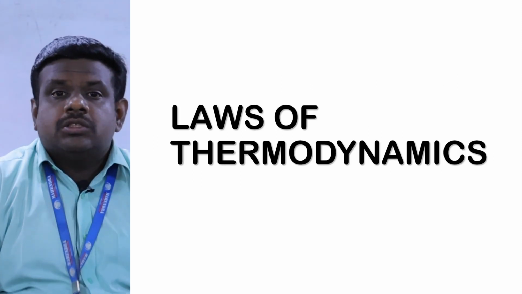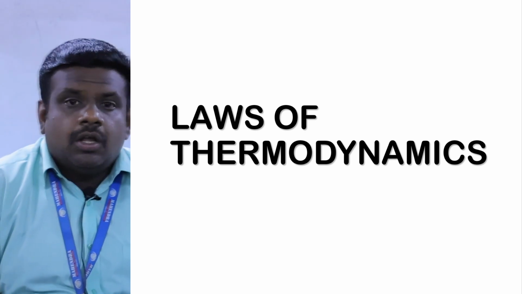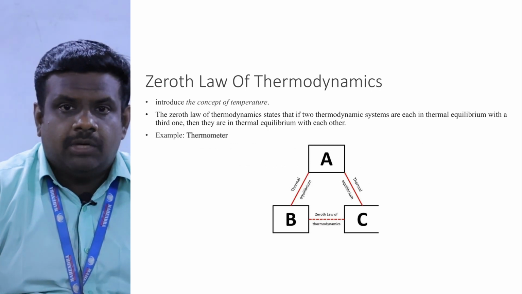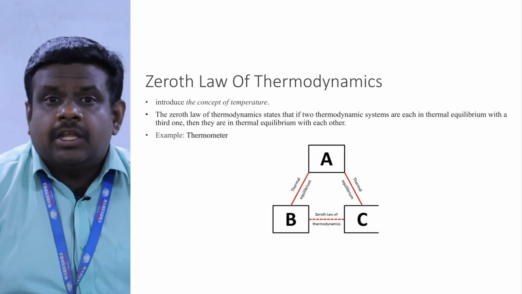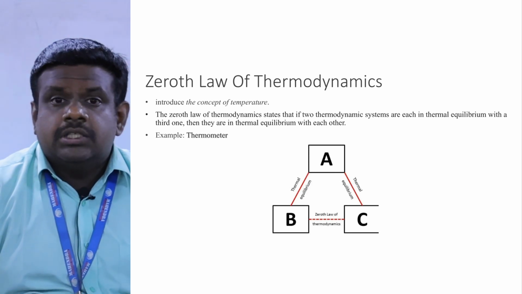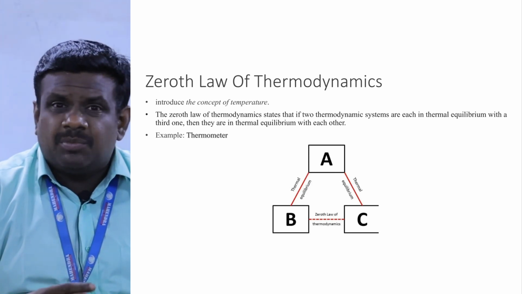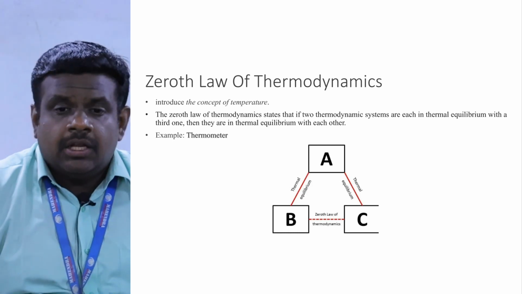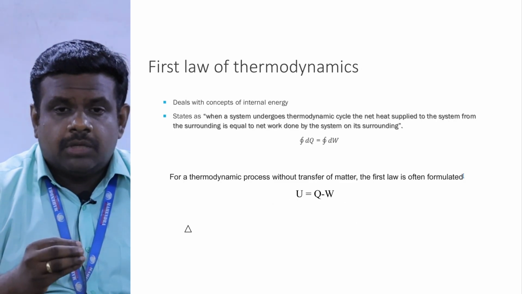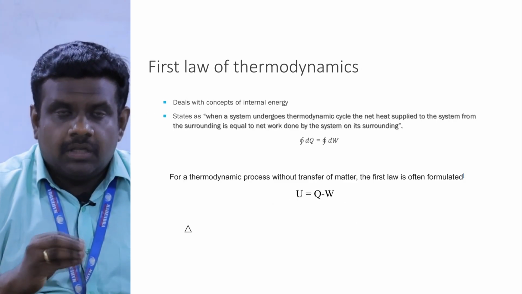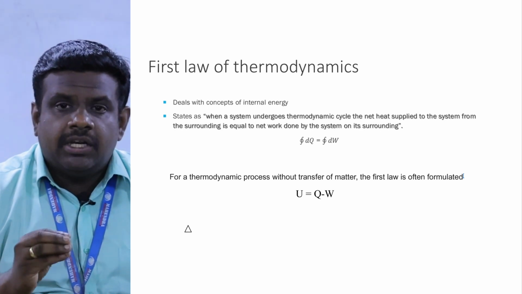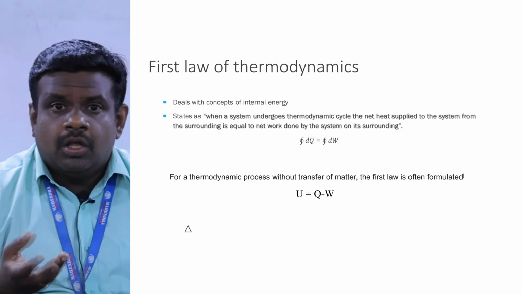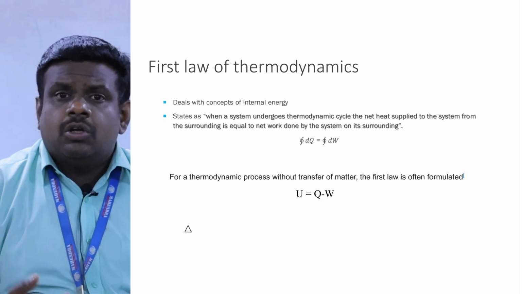So finally, the laws of thermodynamics. There are three main laws: the zeroth law, first law, and second law of thermodynamics. These were invented to formulate the concept of thermodynamics. First, the zeroth law of thermodynamics. It explains the concept of temperature. The zeroth law states that if two thermodynamic systems are each in thermal equilibrium with a third one, then they are in thermal equilibrium with each other. For example, a thermometer. This is called the zeroth law of thermodynamics.